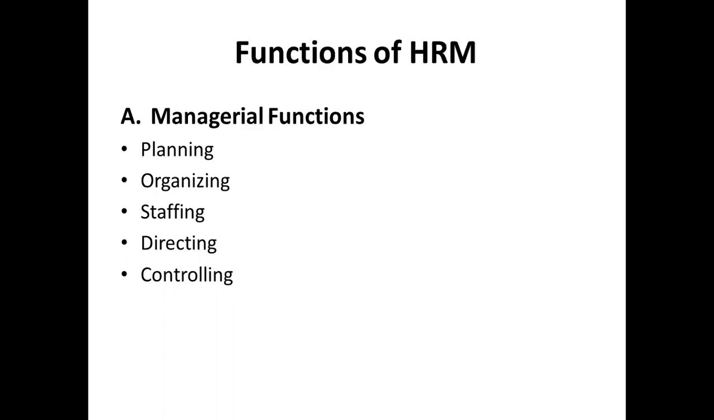Let us go one by one. So the first function of HRM is managerial functions. Now let us understand the different aspects of managerial function. The first part of managerial function is planning. What is planning? You all know that planning means deciding in advance what is to be done. So even before you start taking up any work, you decide what needs to be done. That we call planning.